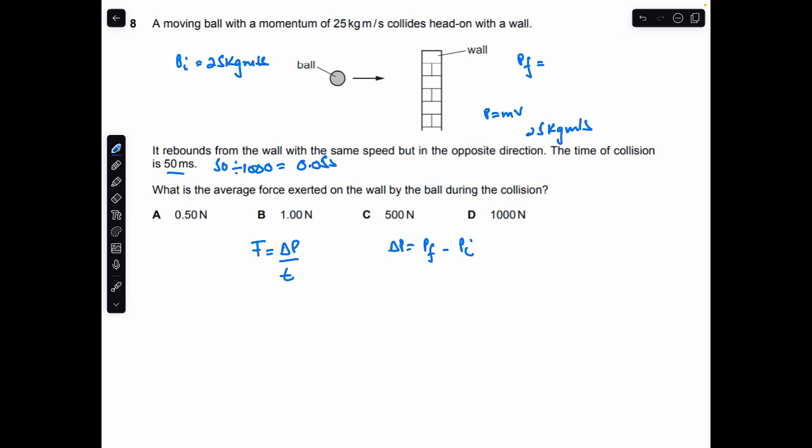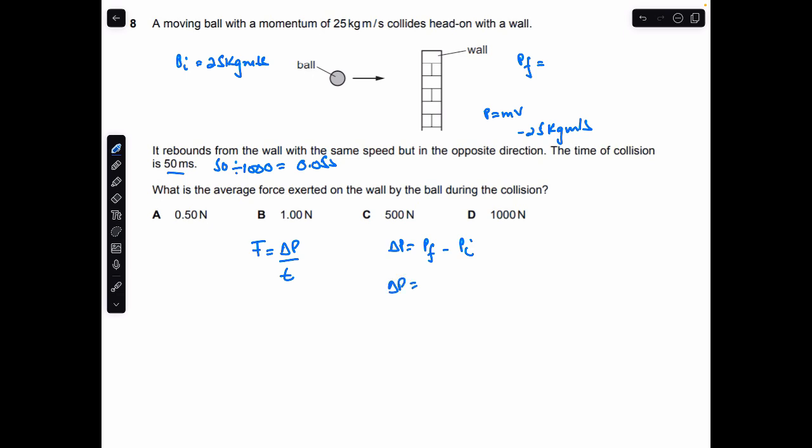not the case. What students seem to forget is that both velocity and momentum are vector quantities. So when it rebounds, although it rebounds with the same speed, since the direction is opposite, the sign is also going to be opposite. Hence, the question says that it rebounds with the same speed, not velocity. So the momentum is going to be minus 25. The final momentum is going to be minus 25.